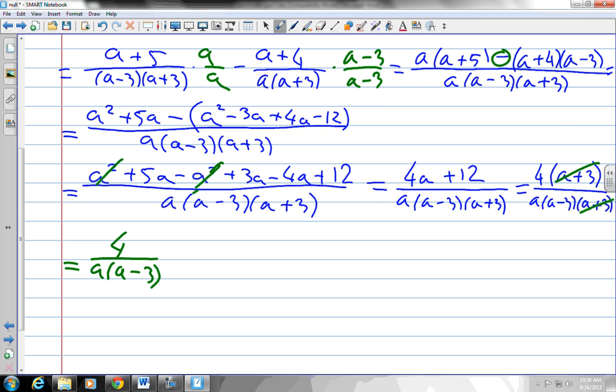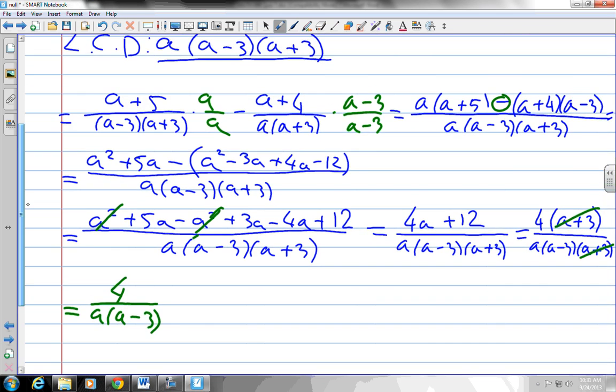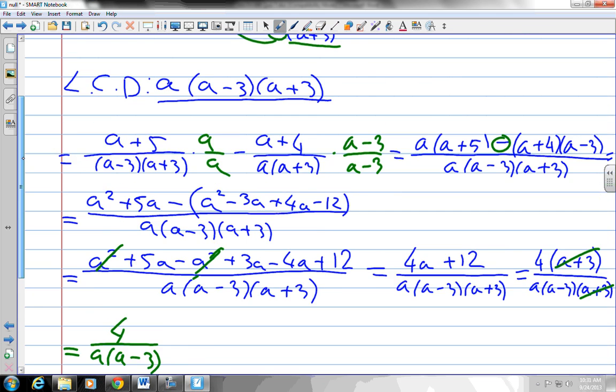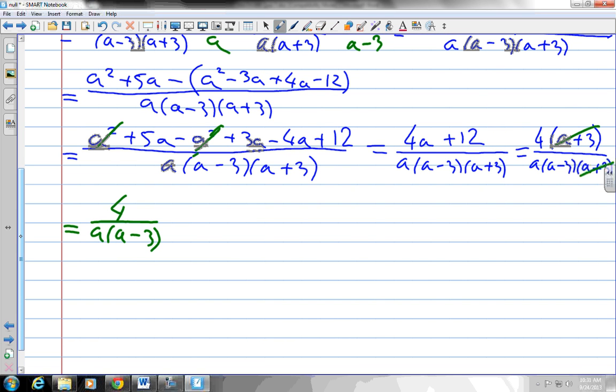You don't have to distribute A. If you leave your answer as factored, that's fine. The factored forms actually give us a lot more information than the expanded forms. So this is the final answer. That big mess at the beginning turned into this pretty little thing in the end.